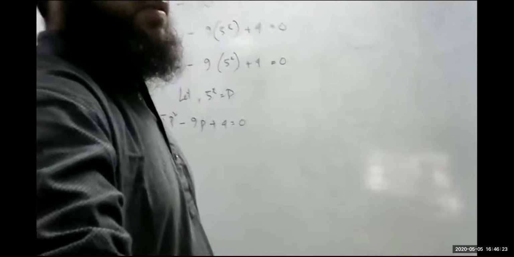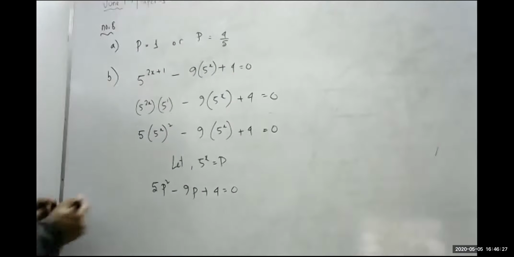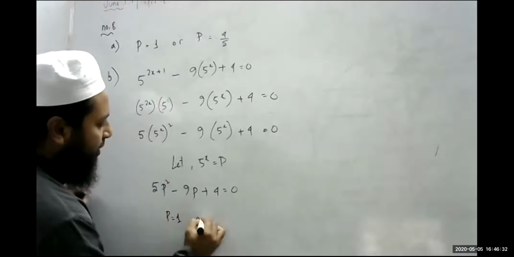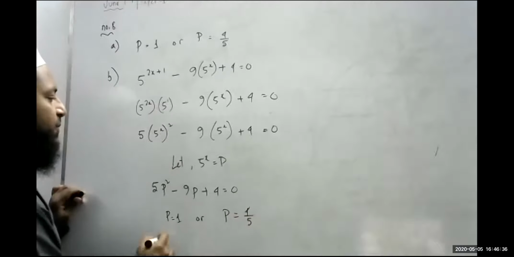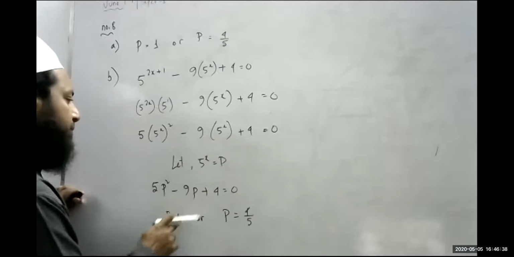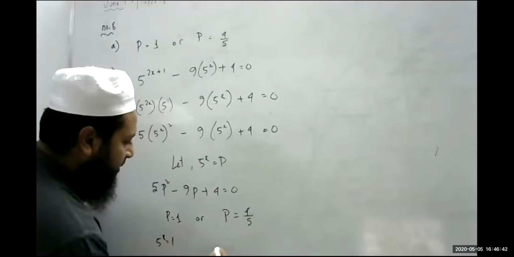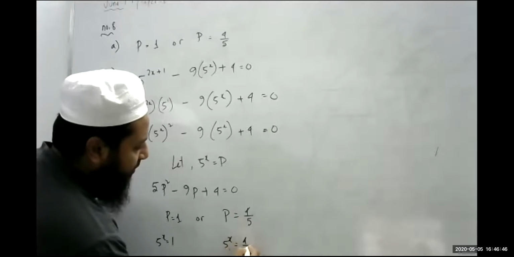Yes, sir. So now you just use those values that you have to solve the next part. P is equal to 1 or P is equal to 4 by 5. If P is equal to 1, then you can say that 5 to the power x is equal to 1. 5 to the power x is equal to 4 by 5.